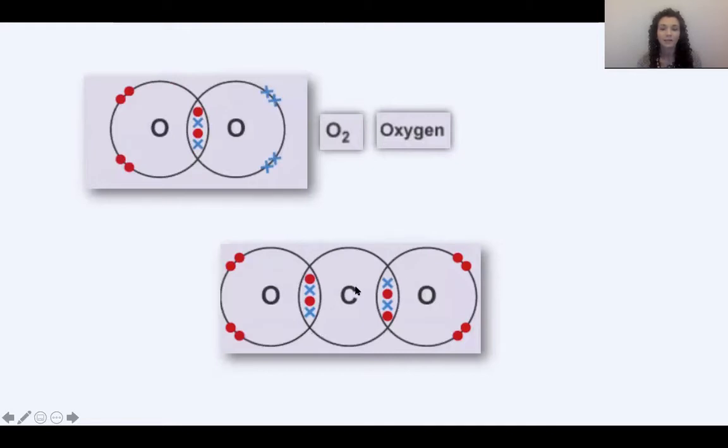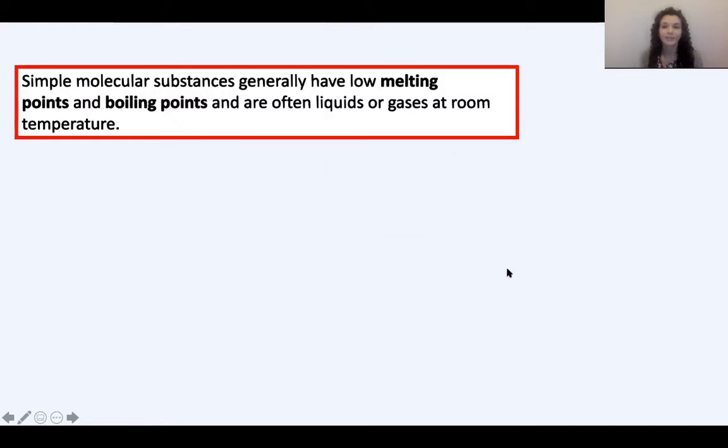And this here is 1 carbon and 2 oxygens. I wonder if you can shout out the name of that molecule. Brilliant, yeah, that's carbon dioxide, or C, because there's 1 carbon, O2, because there's 2 oxygens. Well done. So, simple molecular substances generally have a low melting point and a low boiling point, and they are often liquids or gases at room temperature.